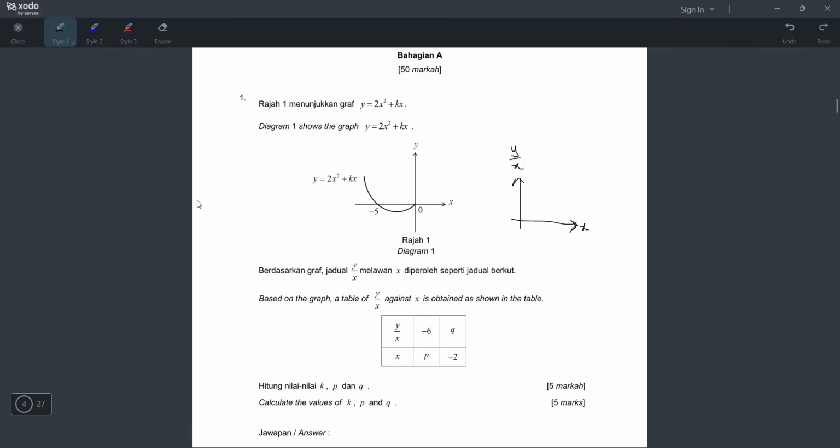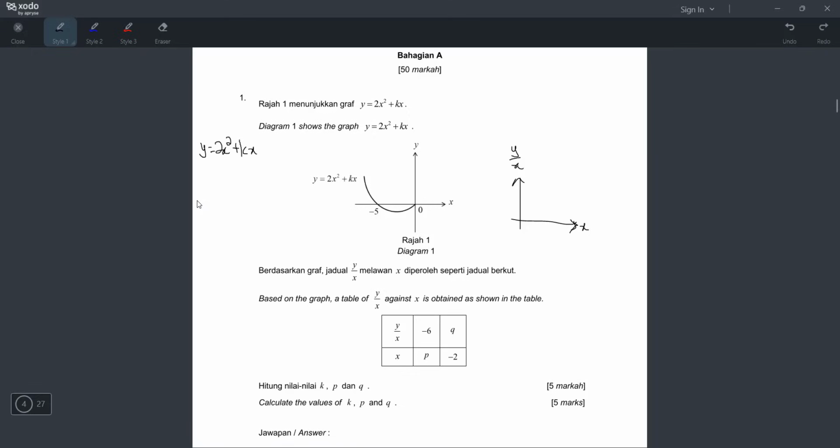So now this says calculate the values of k, p, and q. First of all, when we are doing linear law questions, I always tell my students this. When they give you an equation, your job is to change the equation to linear form. So let's do that. The equation now is y equals 2x squared plus kx. How can I change it to linear form? Well, linear form means y equals mx plus c.